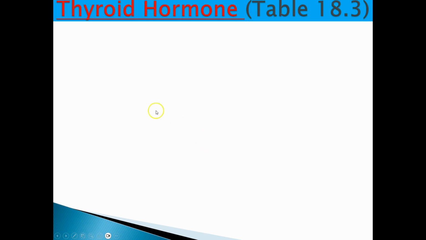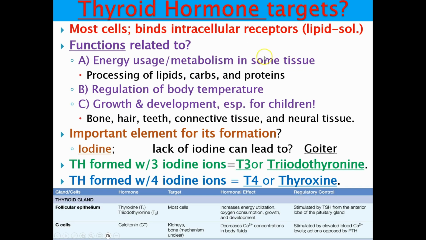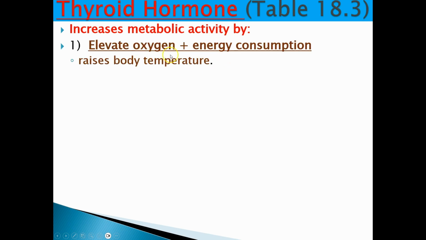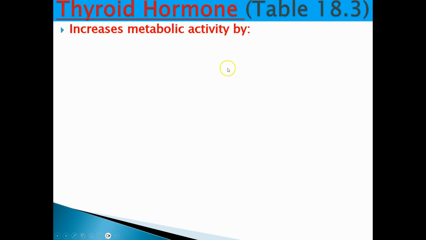All right, but as far as thyroid hormone goes, you should know what it ultimately does is it increases metabolic activity. In that previous table, I forgot to mention, I didn't have anywhere to put what table number. That's table 18.3, just so you know. But thyroid hormone increases metabolic activity, and the way it does so is it actually elevates oxygen and energy consumption. Overall, we know if we're using energy, one of the byproducts of using ATP is heat. Well, that's what's going to cause the raising of body temperature.